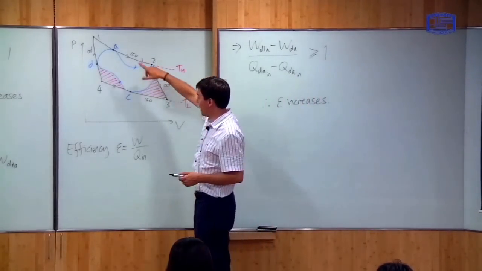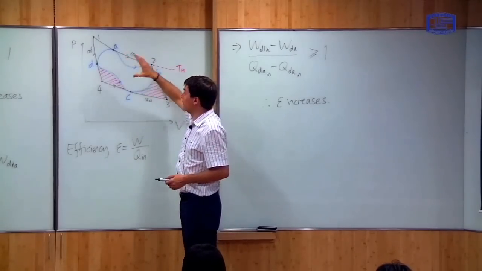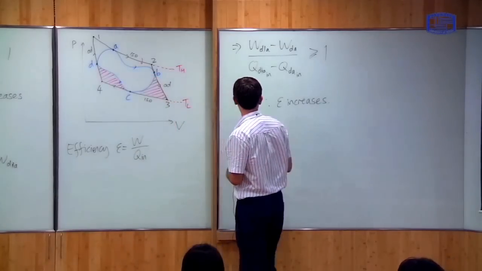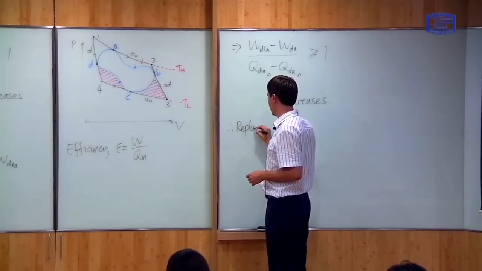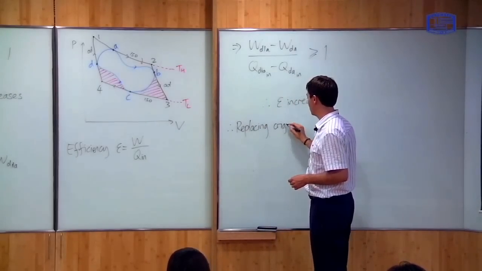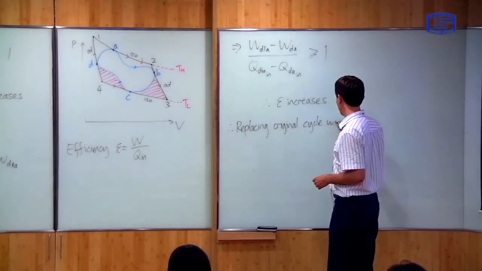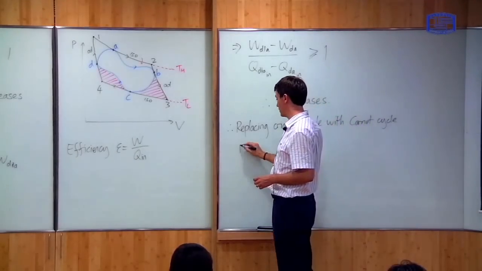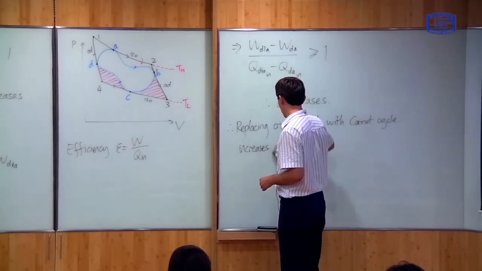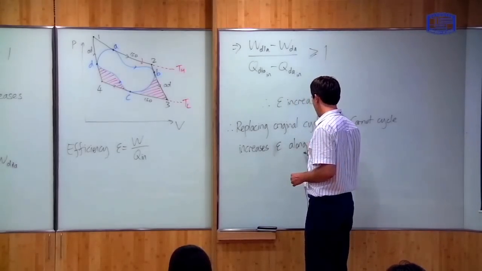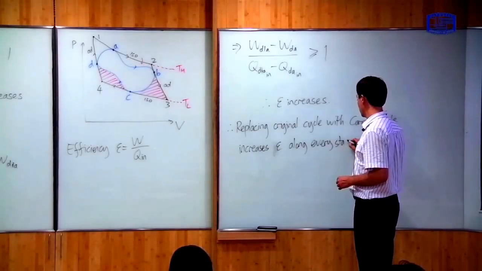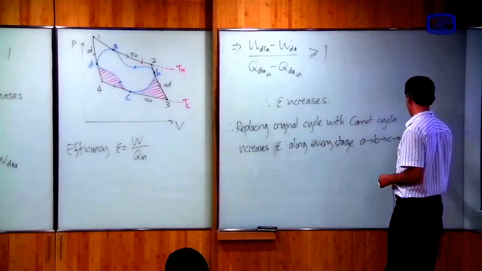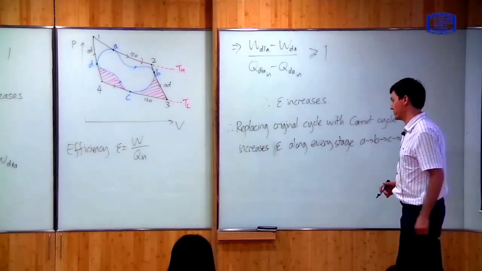We've shown that along every stage of this path, from A to B to C to D and back to A, replacing the original path with the Carnot cycle must increase the efficiency along every stage. Therefore, replacing the original cycle with the Carnot cycle increases efficiency along every stage of the cycle, so that every stage A to B, C to D, back to A. And therefore, the Carnot efficiency must have maximal efficiency.